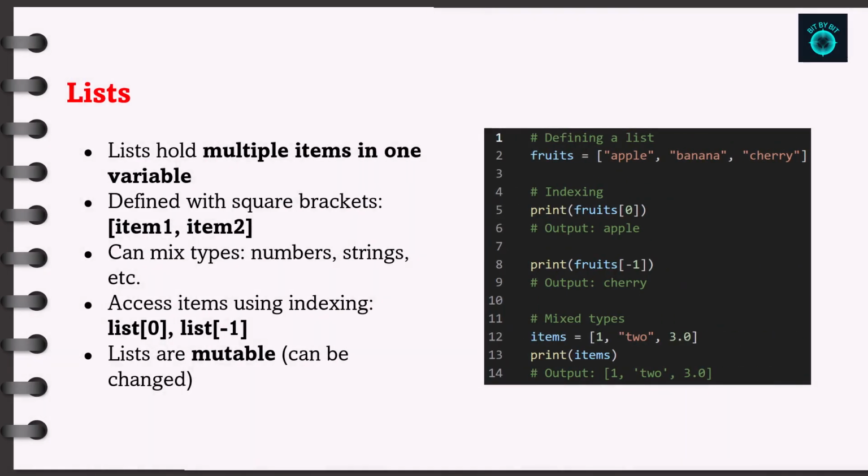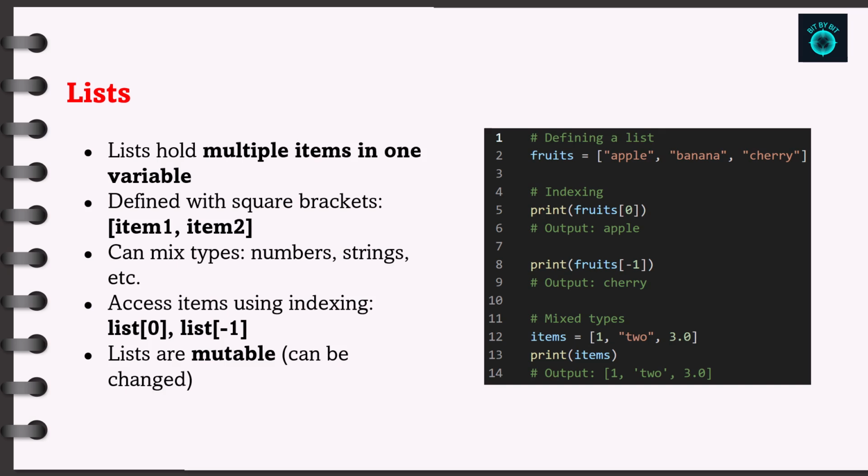Lists. A list is a built-in data structure used to store multiple values in a single variable. You define a list using square brackets and separate items with commas. Lists can hold different types, like numbers and strings together. You can access items by index. Index 0 gives the first item, and -1 gives the last.